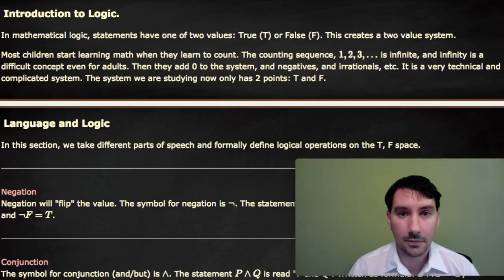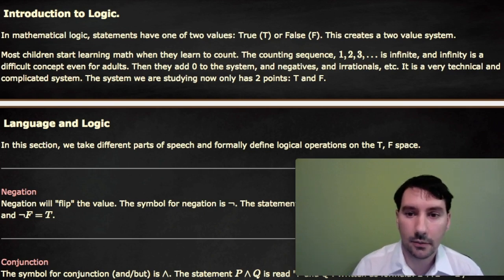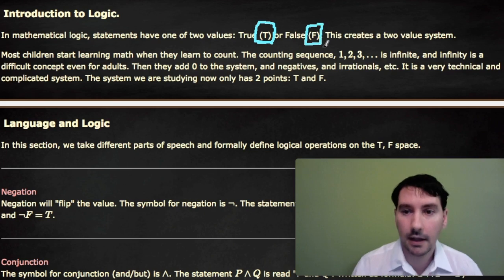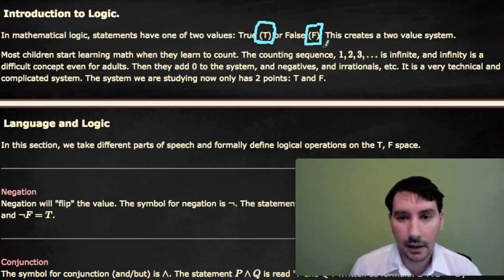Hi everyone, and welcome to this lesson on logic, an introduction to logic as a mathematical topic. So in mathematical logic, statements have two values. They're either true or they're false. And we'll create a space with these two values. So we have a space that has T and F, which represent true and false. And it creates a two-value system, which I think is interesting.